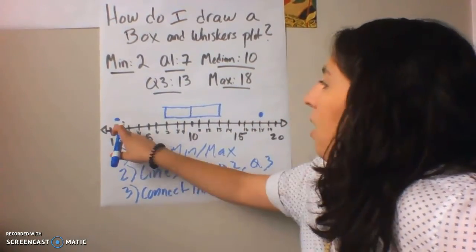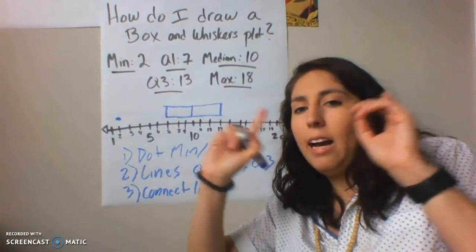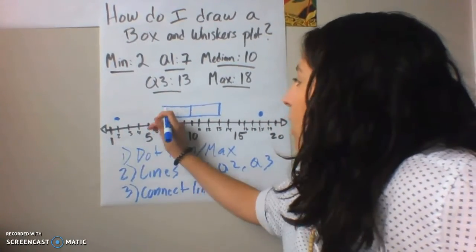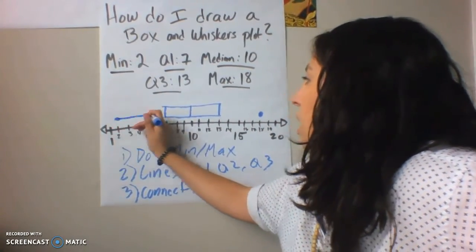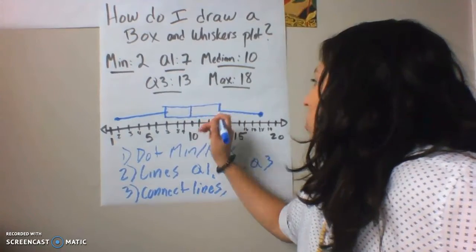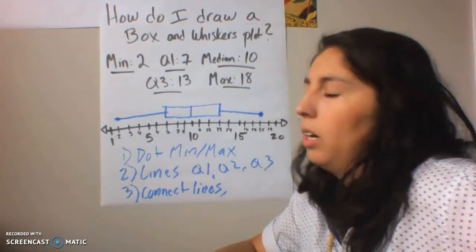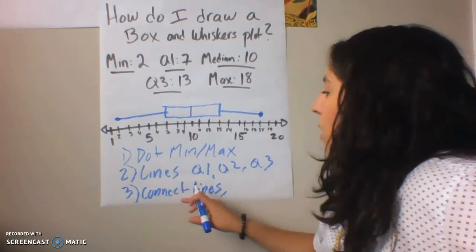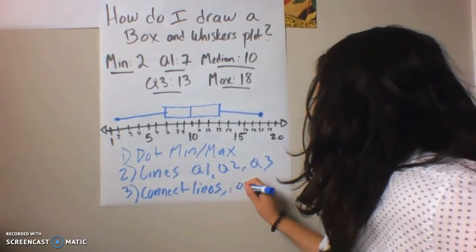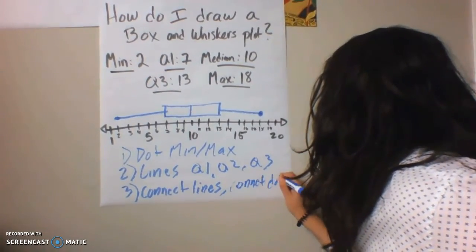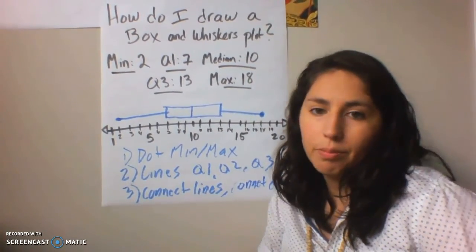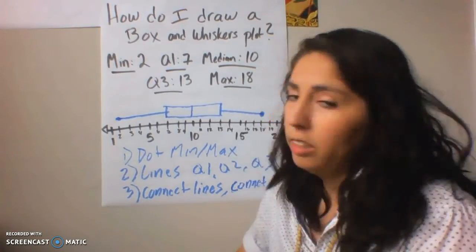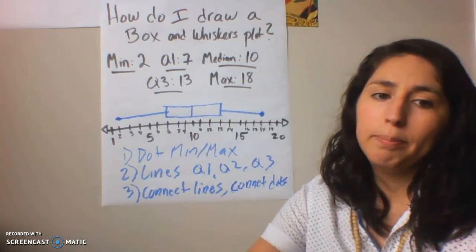Last step, the whiskers. Think about a cat's whiskers. They're just lines that extend. So then you're going to extend from the dot to the box, from the dot to the box, stop when you get to the box. So last step, after you connect the lines, connect the dots to the box. And that's it. There's your box plot. Done.